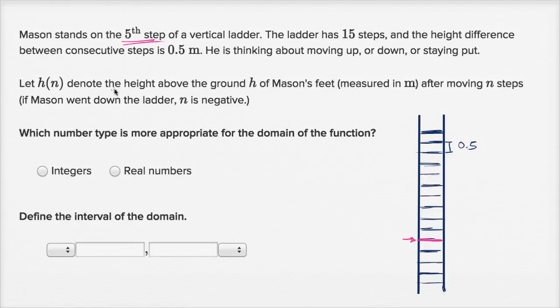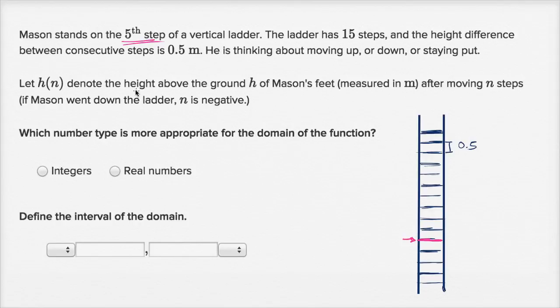Let h of n denote the height above the ground of Mason's feet, measured in meters, after moving n steps. If Mason went down the ladder, n is negative. All right, h of n. So that's the height above the ground after moving n steps.